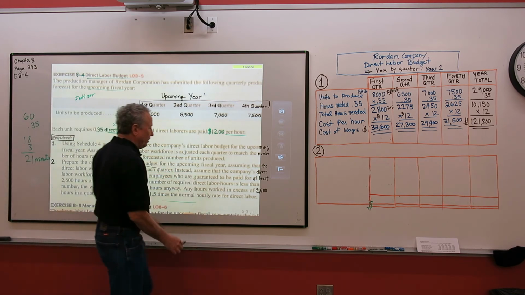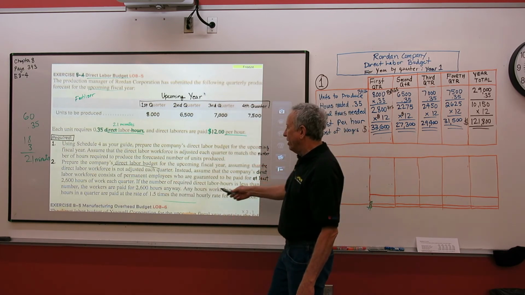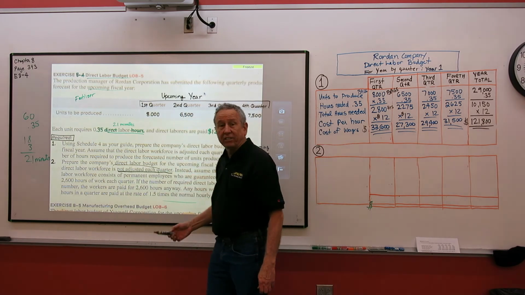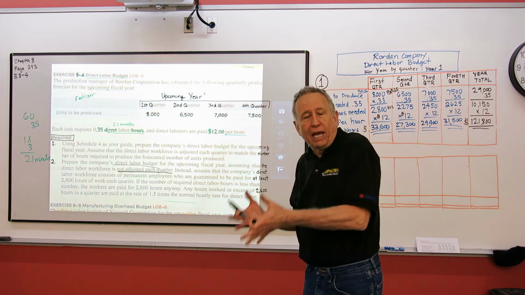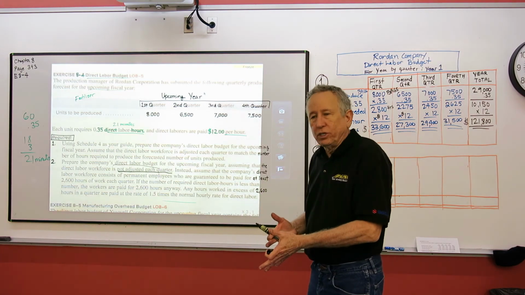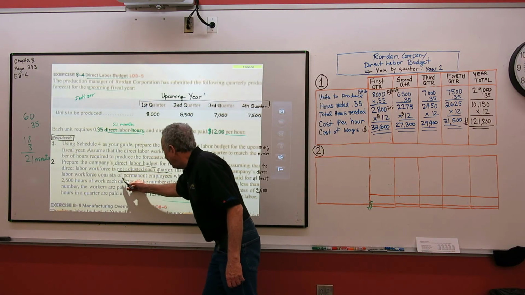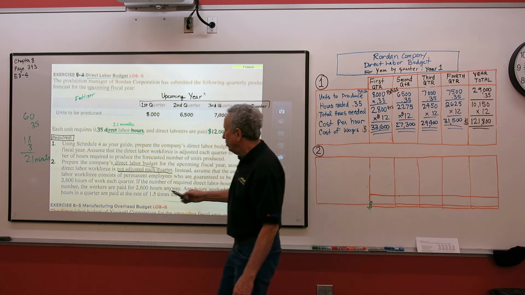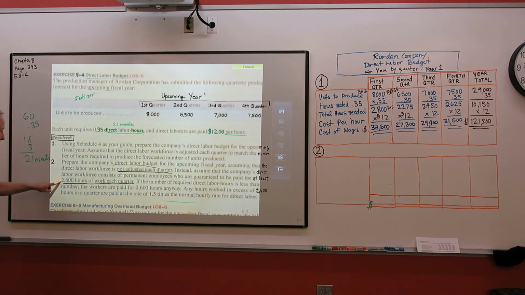For the upcoming fiscal year, assuming that I got cut off here, so I have to write these words in. Assuming that the direct labor workforce is not adjusted by quarter. What they mean by that is they don't lay people off. They're saying to you, we're going to give you a guaranteed work week. It's not adjusted. We don't lay people off. We don't have furloughs. And it says instead, assume that the company's direct labor workforce consists of permanent employees who are guaranteed to be paid at least 2,600 hours for each quarter.